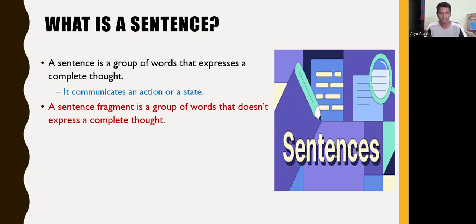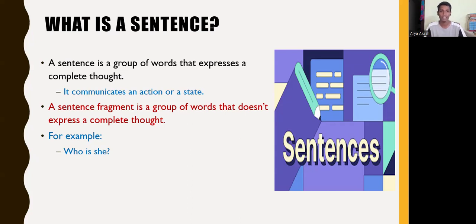Let's see some examples here. Suppose you are talking to your friend and there is some lady in front of you. She just came, spoke to you, and went away. And your friend asks you, who is she? You have 2 ways to answer this question. One, by using a sentence. Two, by using a sentence fragment. You can just say, a doctor. The friend asked you, who is she? And you replied, a doctor. That is a sentence fragment.